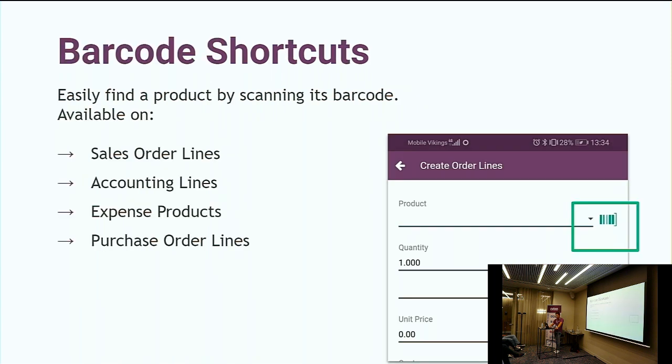With this, we have also added a barcode shortcut in some parts of Odoo. On sale order lines, when you create a sale order, instead of searching for the product by typing the word of your product, you just click on this icon, it opens the camera of your phone, you scan the product, and then you can continue your sale order and share the quotation or sale order. We have added this also on accounting lines, so for invoices, on expense products, and on purchase order lines.